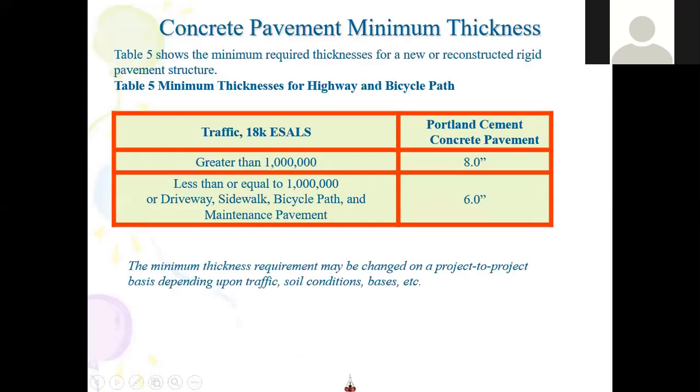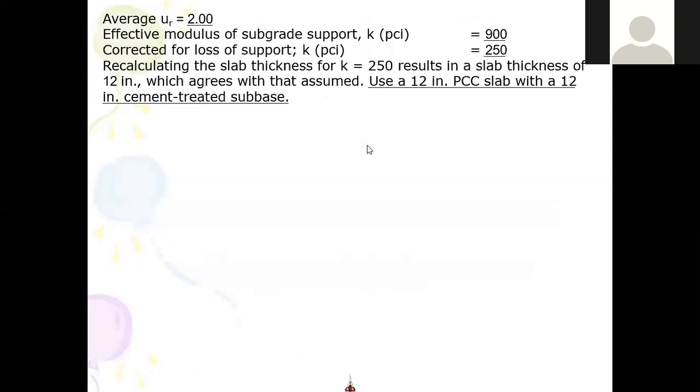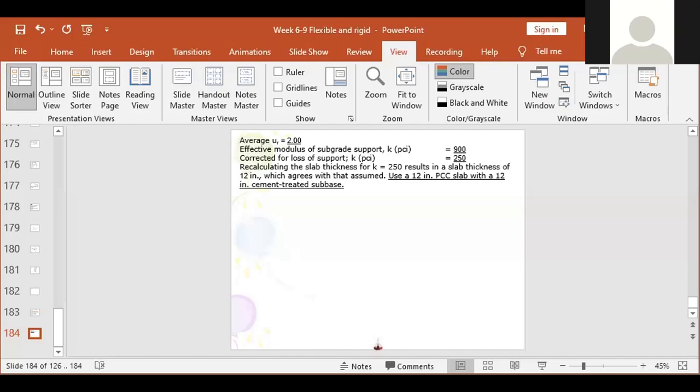Normally, the minimum thickness is 8 inches. So if you come out with a value of traffic more than 1 million, your minimum thickness is 8 inches, so we have 12 inches thickness. And if you have a driveway, then it is 6 inches. These are some rules for designing your rigid pavement. So this is all about rigid pavement. In a little while, we'll start runway pavement design.